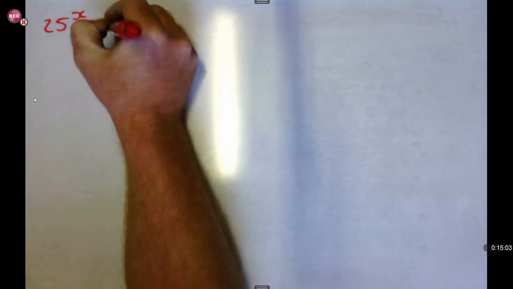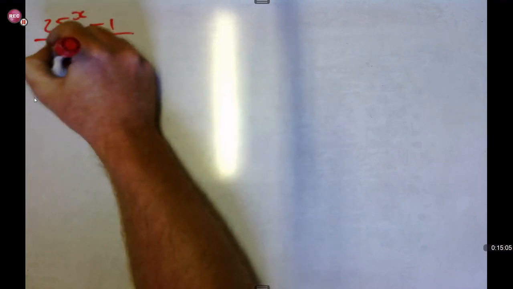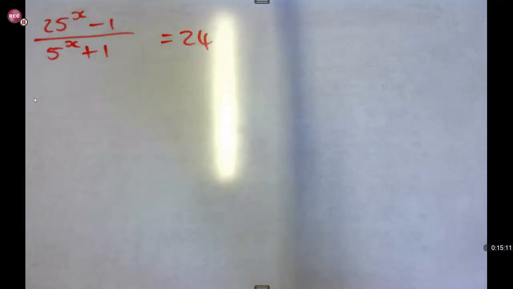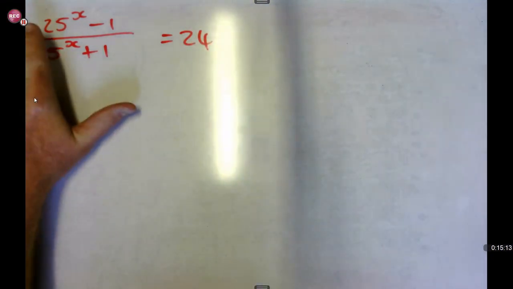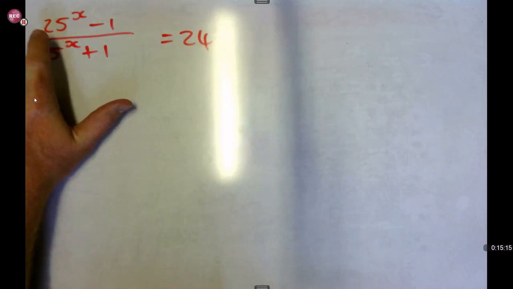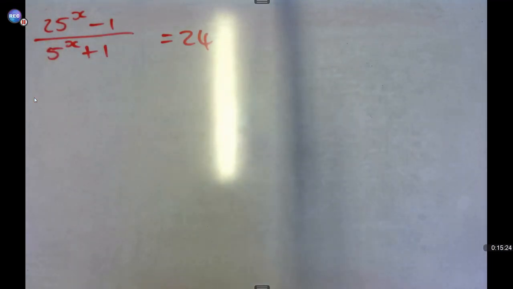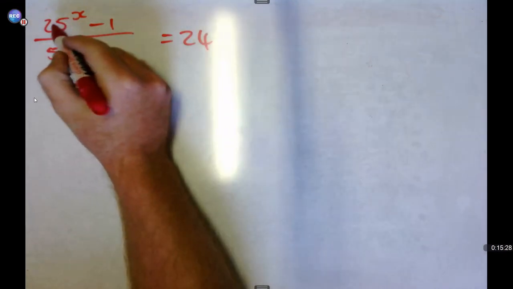We've got 25 to the power of x minus 1 over 5 to the power of x plus 1, and that's equal to 24. I can already tell you, after we make this a prime factor, we will have to factorize. You'll have to use dots. So, let's quickly sort this out.